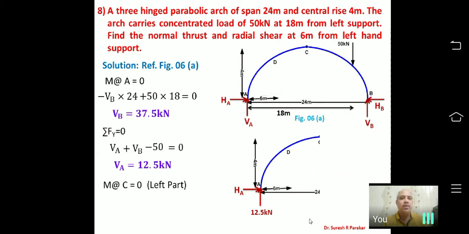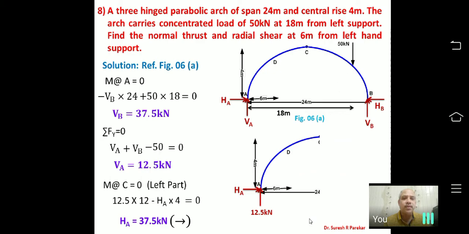So now moment about C, left part. So take moment 12.5 into 12. So we have total 24 meter span. So moment about C, that comes 12. So this will be clockwise, minus HA into 4, and that is equal to 0. Gives me value of HA 37.5 kilonewton. And we have assumed towards right value is plus. So we have this is towards right.